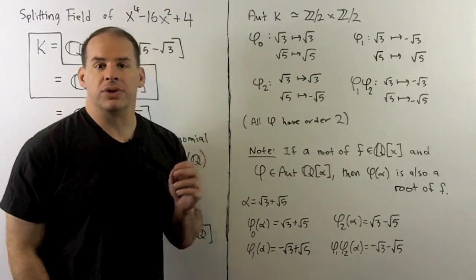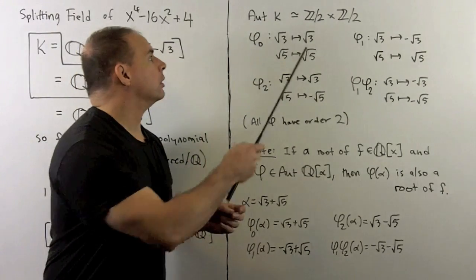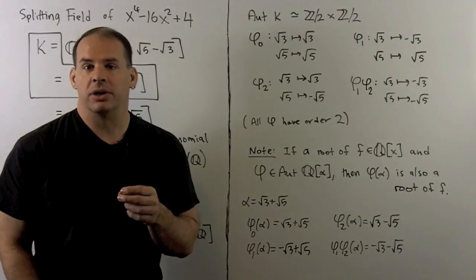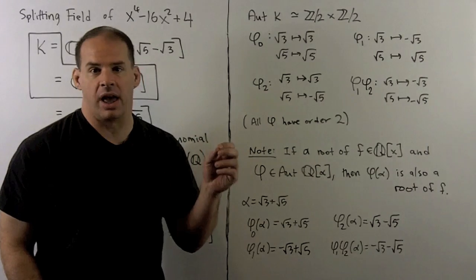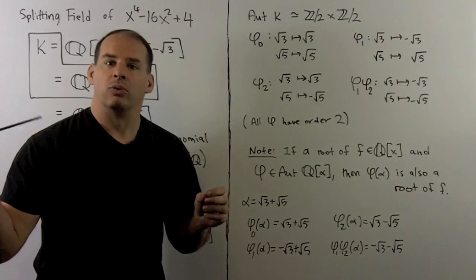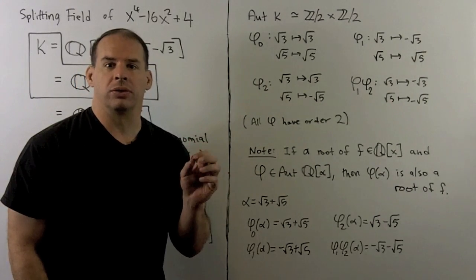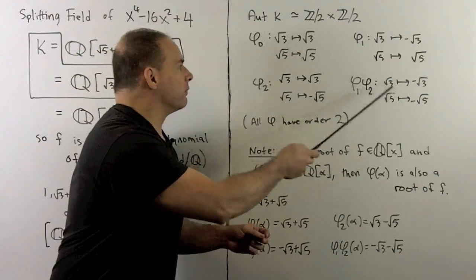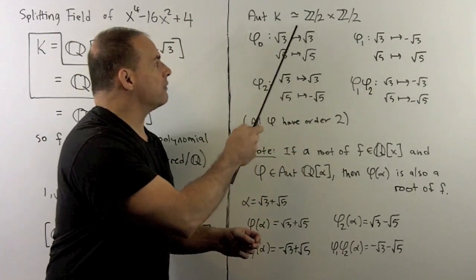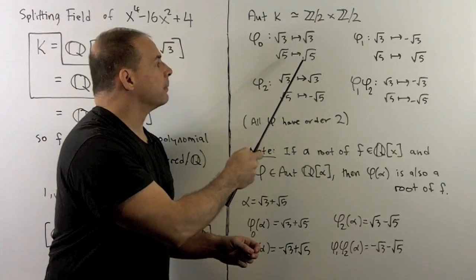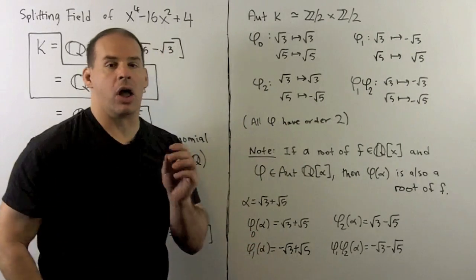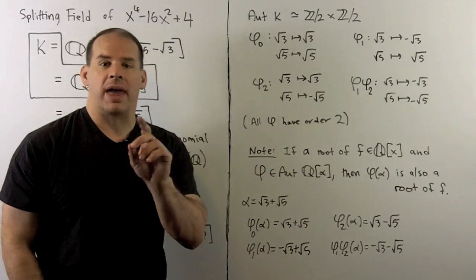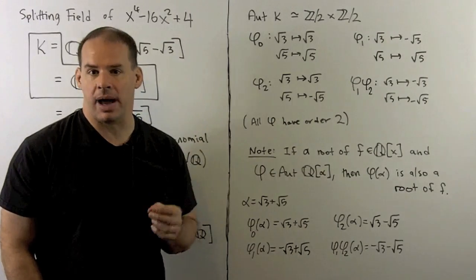For the automorphism group of K, this is going to be isomorphic to a product of Z mod 2 with itself. Now, representing K as Q adjoin square root of 3, square root of 5, we see that all automorphisms are given in the form of sign changes of square root of 3 and square root of 5. So there are 4 of these, and they all have order 2. So that means Z mod 2 cross Z mod 2.